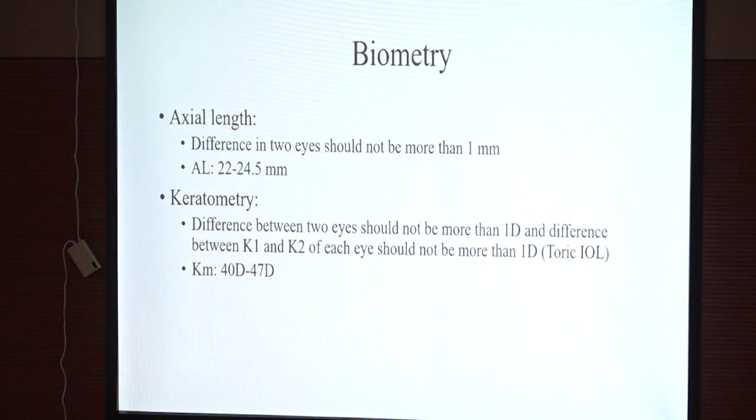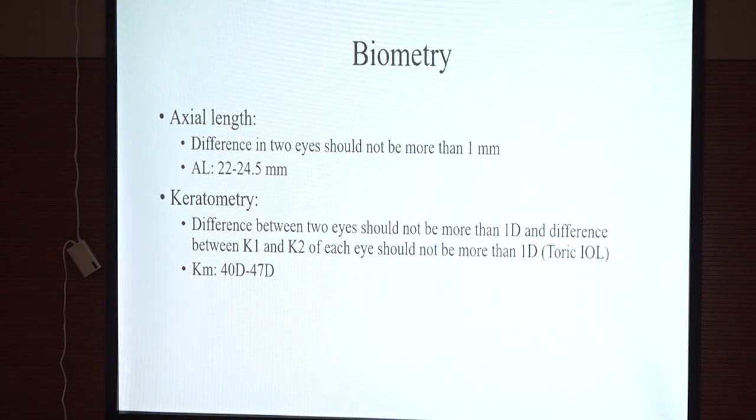The normal range of the keratometry generally lies between 40 to 47 diopter. Now why is it important that you should see the range? Because if it is less than 40 diopters or more than 47 diopters, that means there is some pathology present in the cornea. For example, if it is more than 47 diopters, that means you are suspecting a corneal ectasia.